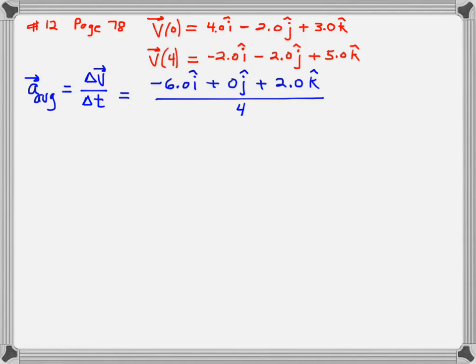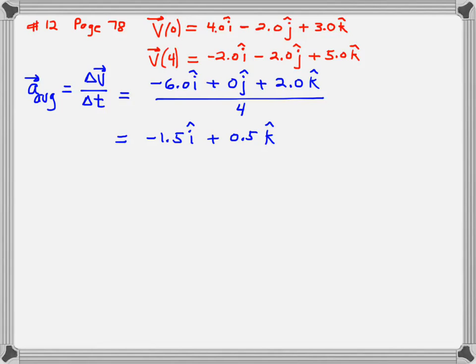Dividing each of those components by 4, negative 6 divided by 4 is negative 1.5i. 0 divided by 4, of course, is 0, and then 2 divided by 4 is 1/2 k. So there's the answer to the first question, in unit vector notation, for the average acceleration.